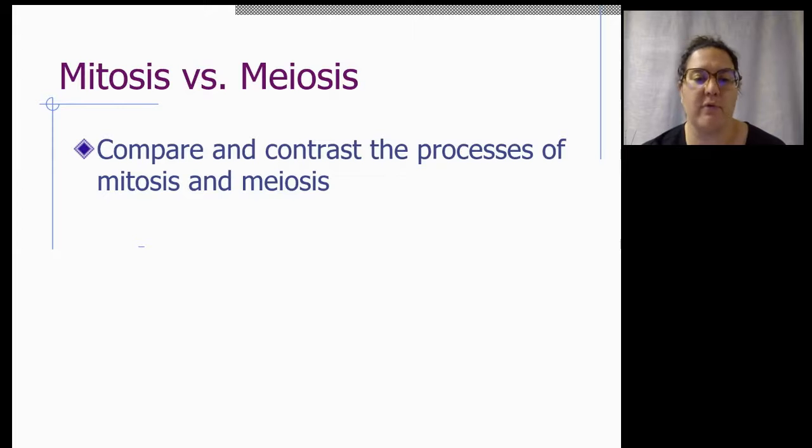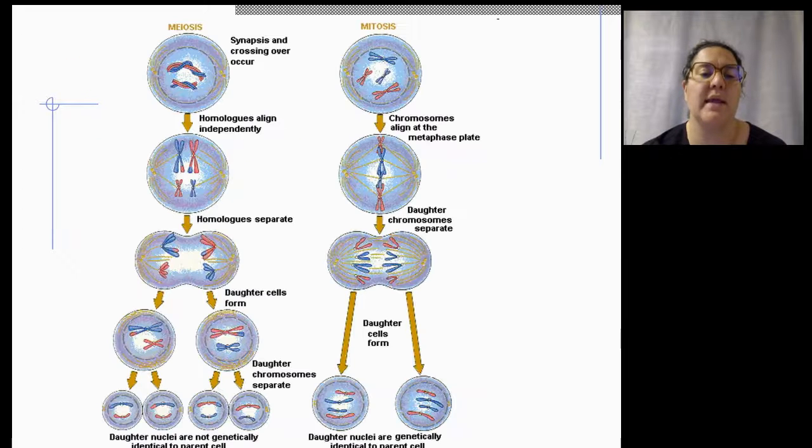Now, in sperm, all 4 of those daughter cells are viable. In ova development, we have 1 viable egg cell and 3 polar bodies because we have an uneven division of the cytoplasm. So looking at the difference between mitosis and meiosis.